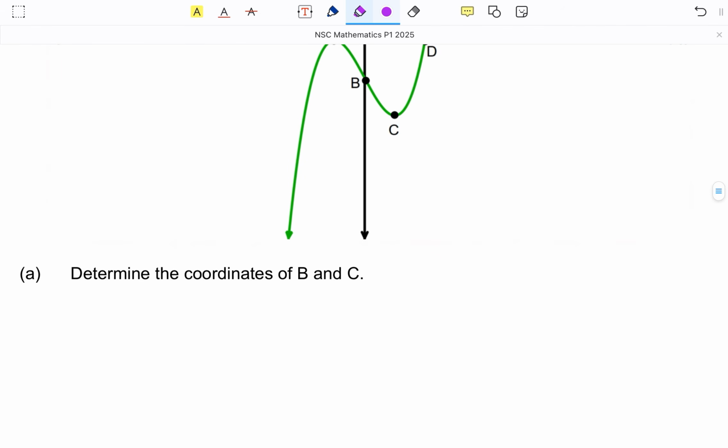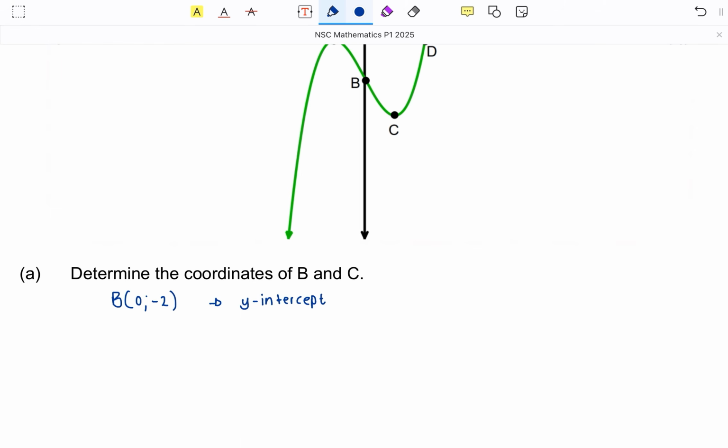It asks us to calculate the coordinates of B and C. So for the first one, B is very easy. We can just read that off of the equation, and I would maybe write there that I can see that this is the y-intercept.